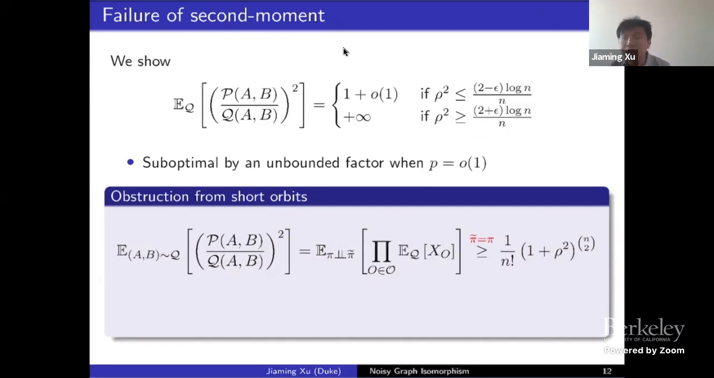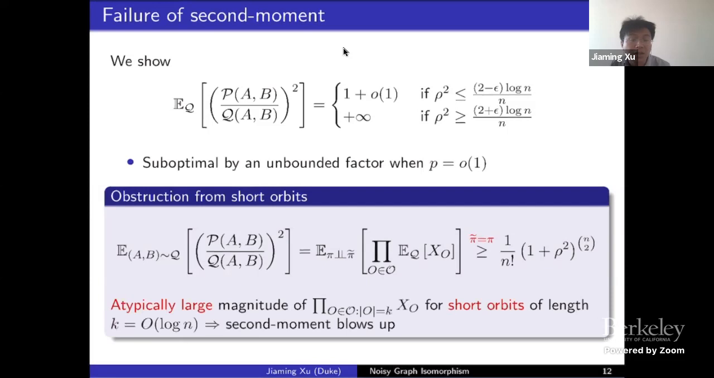So this calculation, you can actually carry out a similar calculation even for short orbits beyond fixed points. And you will see that the second moment still blows up, but at a slightly different threshold because of short orbits. So the crucial observation that we get from here is that the second moment blows up because of this atypically large magnitude given by this product of X_O for short orbits of length k up to log n.